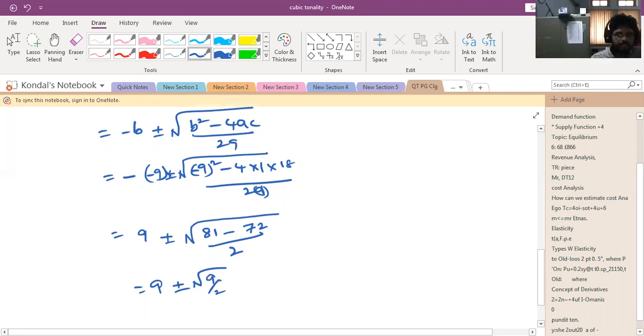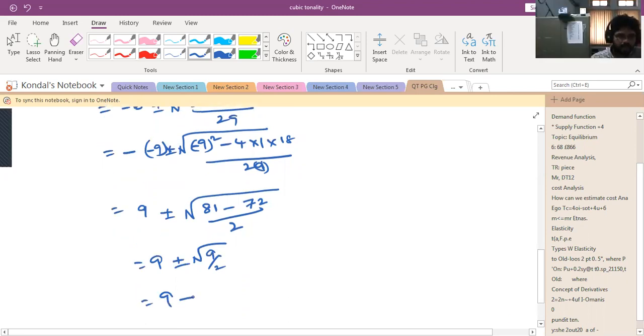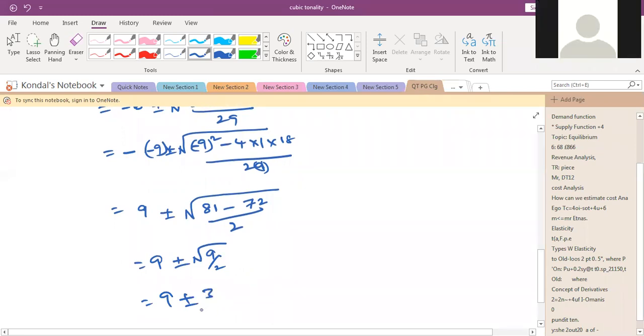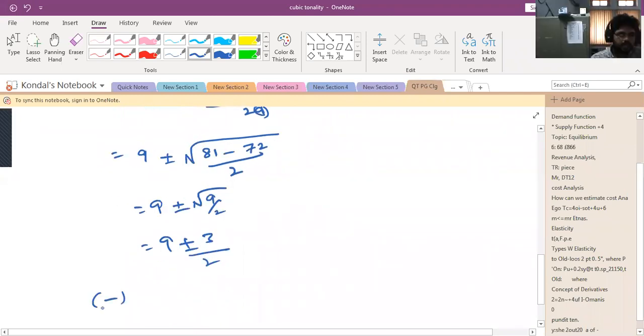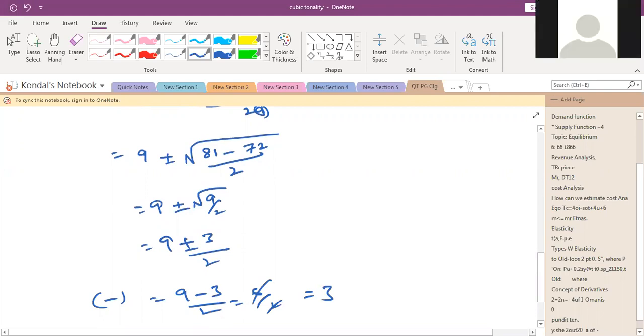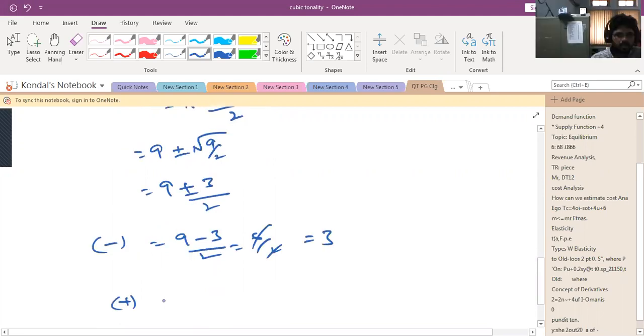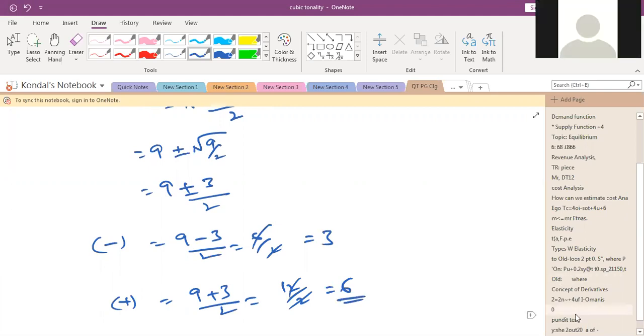So simple, we can cancel the root value. We'll get 9 plus or minus, what is the root value? 9 is 3, right? By 2. If you consider the minus side, 9 minus 3 by 2, how much will we get? 6 by 2, that is 3. When you consider the plus side, 9 plus 3 by 2 is equal to 12 by 2, how much? 6. So therefore we got the two values.